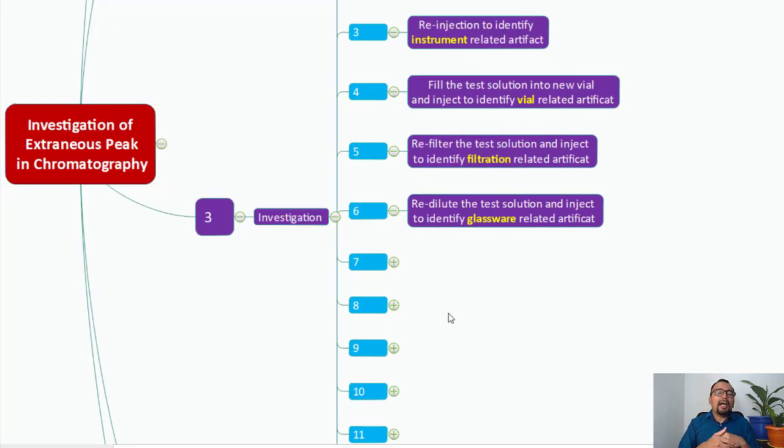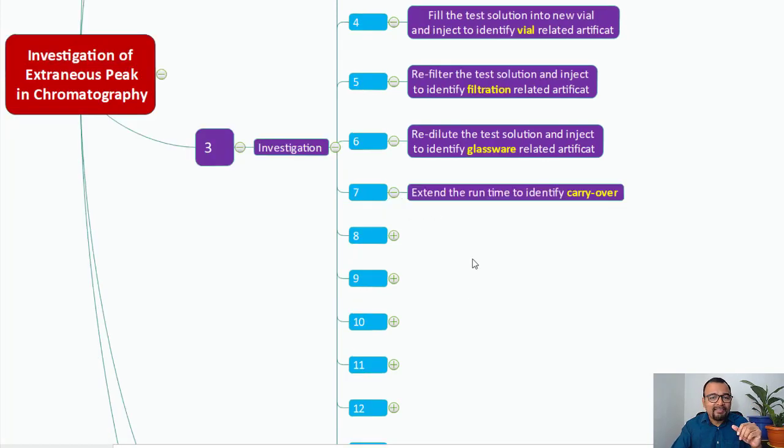Then also identify whether the possible extraneous peak is from the glasswares used. If there are multiple dilutions to be done, you can think of using the same stock solution, but using fresh, well-dried glasswares and pipettes, so that you can identify whether the extraneous peak is due to glassware contamination or not.